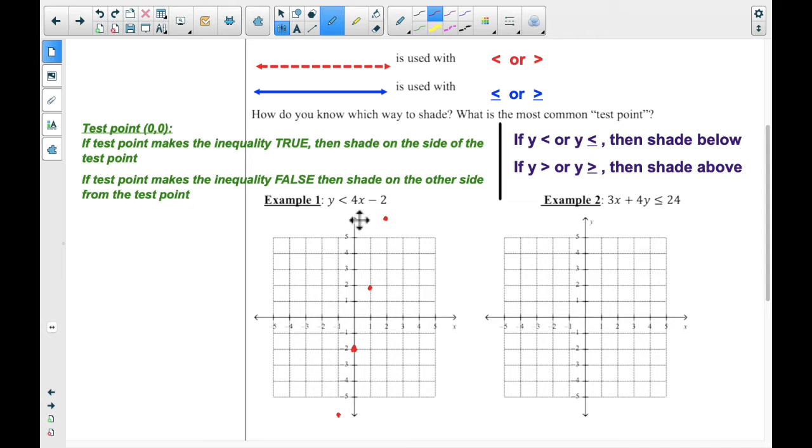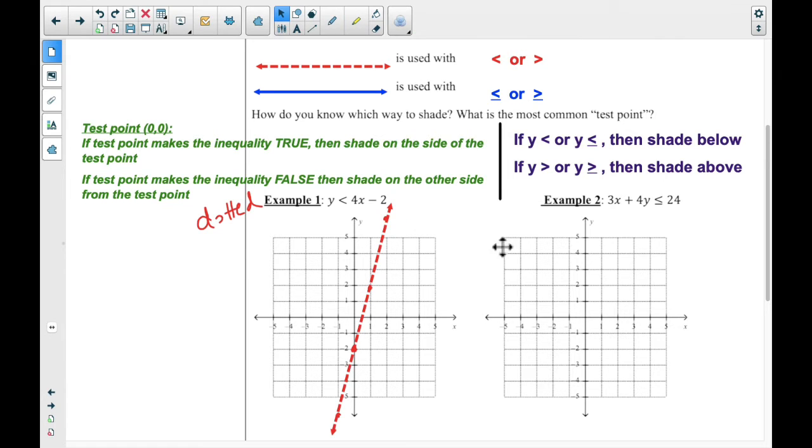That straight edge is going to be a dotted line. Look at the symbol. It does not have an equals, so it's going to be a dotted line. I'm going to get my straight edge and draw a dotted line. Okay, there's my dotted line. Now I'm going to go ahead and start shading. And with my shading, it is less than.